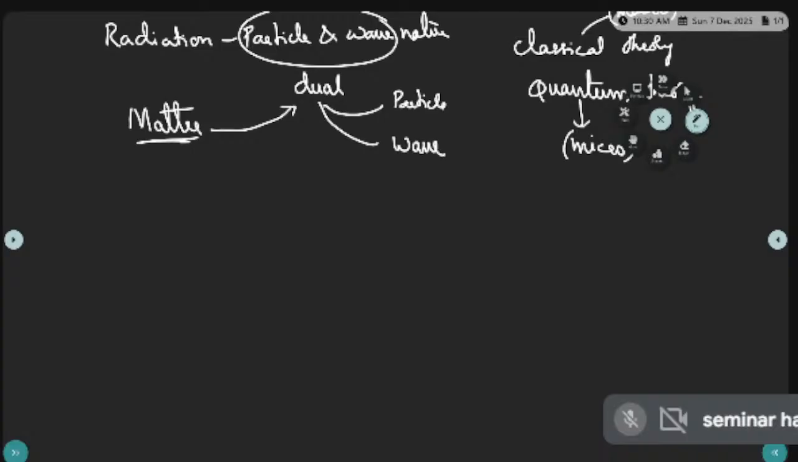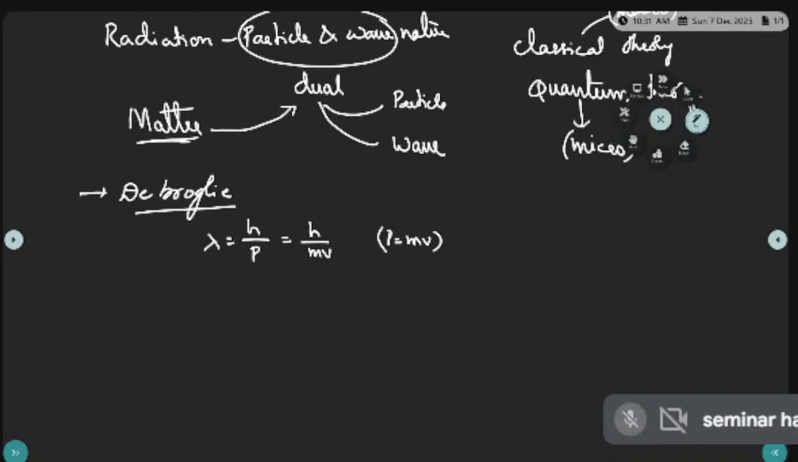Based on this dual nature, De Broglie, the scientist, has given an expression which gives the relation between particle nature and wave nature. What is that equation given by him? Lambda is equal to h by p, or h by mv, because p is equal to m into v. This is called De Broglie's hypothesis.